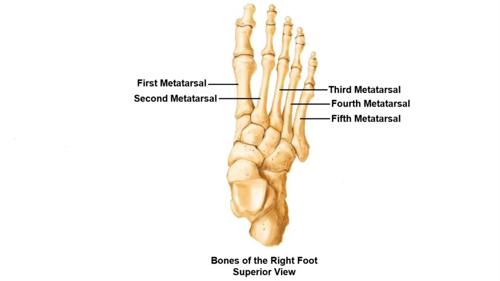Returning to the diagram of the foot, metatarsal 1 articulates with the proximal phalanx of the first digit. The 2nd metatarsal forms a joint with the proximal phalanx of the 2nd digit. The 3rd metatarsal connects to the proximal phalanx of the middle toe. The 4th metatarsal forms a joint with the proximal phalanx of the 4th digit, while the 5th metatarsal is associated with the proximal phalanx of the 5th digit.